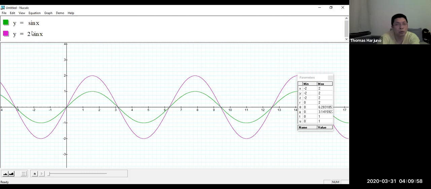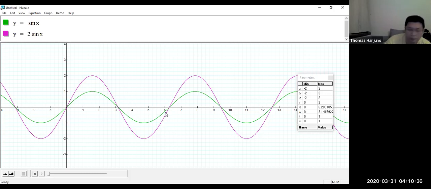But once you put coefficient 2 in front of the sine, you stretch the graph vertically. Instead of going up 1, it goes up 2 from the center. Instead of going down 1 in the sine x, now it becomes going down 2 from the center in 2 sine x. Okay, so having a coefficient in front of the sine graph, or later on you see the cosine graph, will stretch the graph vertically.